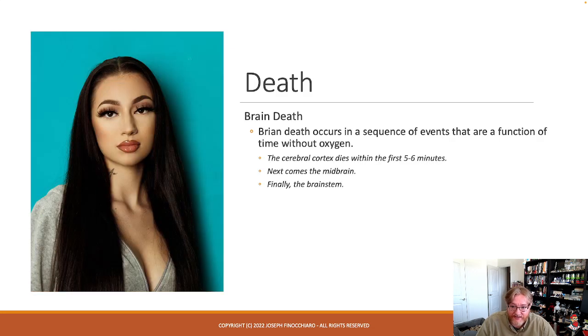Brain death occurs in a sequence of events that are a function of time without oxygen. The cerebral cortex dies within the first 5 to 6 minutes. Next comes the midbrain, and finally the brainstem. The way to visualize this is it starts in the front. These are your higher functions that make you a human being. It then goes into the midbrain, and finally the last thing to die are the autonomic systems of the body. Once that goes, your brain is done.